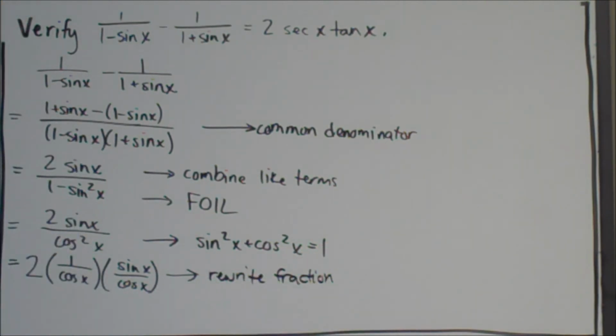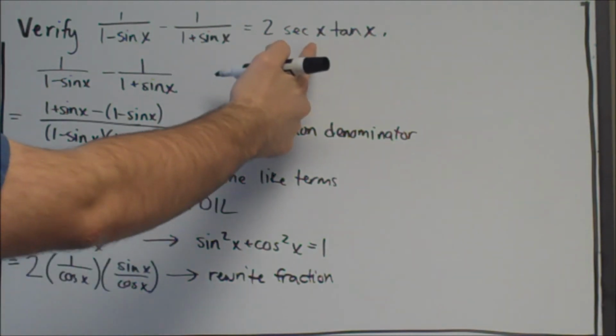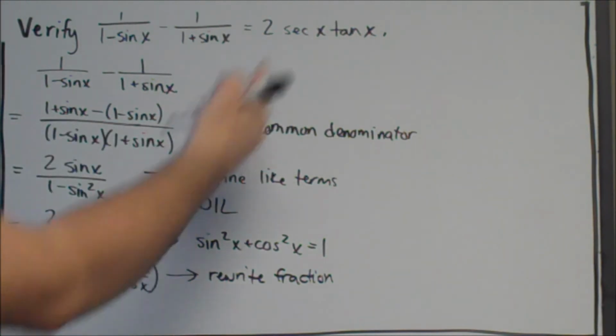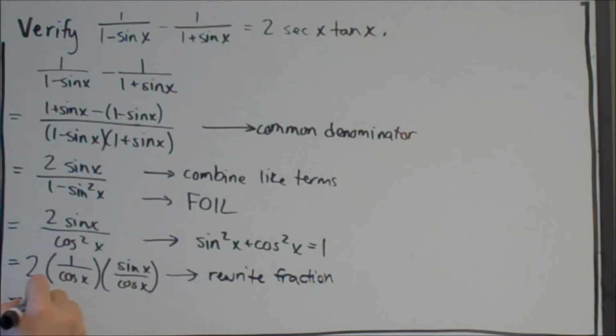Okay, and now you can see we're really close to this right here. We can use our reciprocal identities now. So we can say this is 1 over cosine x is secant x. Sine x over cosine x is tangent x. So this comes from our reciprocal identities.